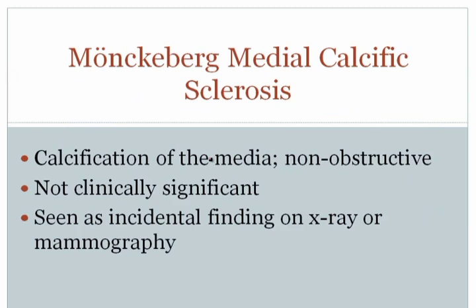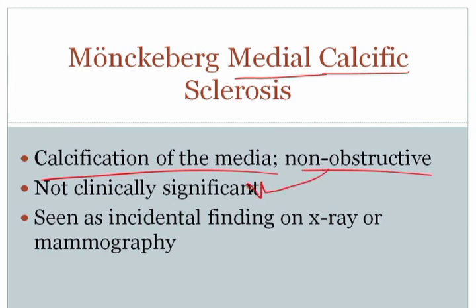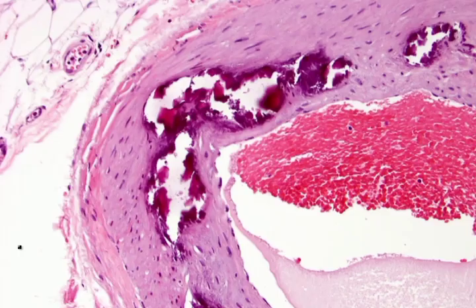Now the third way by which you can have arteriosclerosis would be a disorder called Monckeberg's medial calcific sclerosis. And the idea here is that you get calcification of the media. That's why it's called medial, and that's why it's called calcific: calcification of the media. This is non-obstructive, and therefore it's not clinically significant, and it's seen as an incidental finding on X-ray or mammography. This is what the histology looks like.